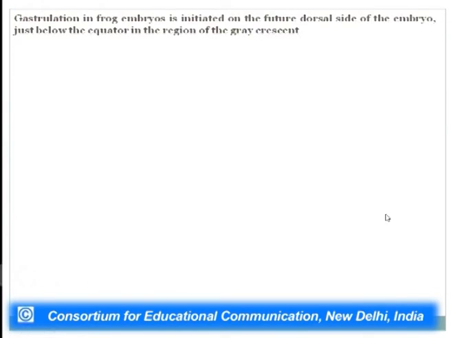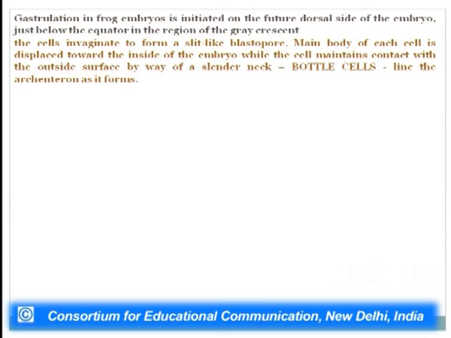So, to summarize, gastrulation in frog embryo is initiated on the future dorsal side of the embryo, just below the equator in the region of the gray crescent. The cells invaginate to form a slit-like blastopore. The main body of each cell is displaced towards the inside of the embryo, while the cell remains in contact with the outside surface by way of a slender neck. These special cells are called the bottle cells, and they line the primitive gut or the archenteron as it is formed.